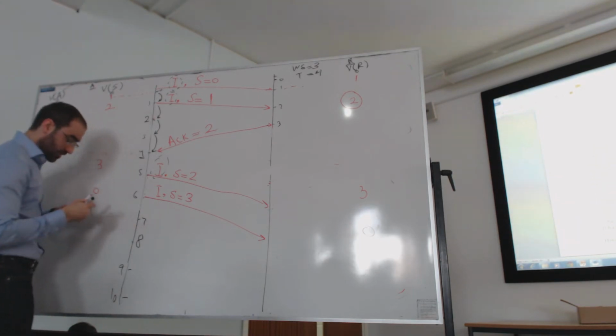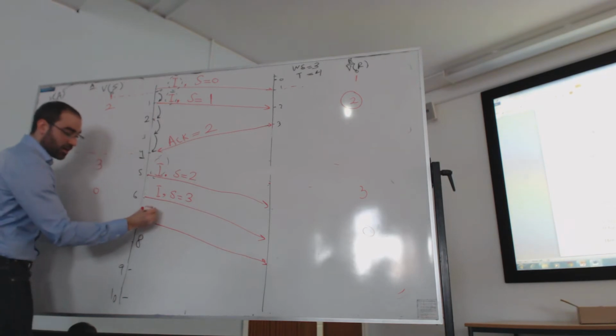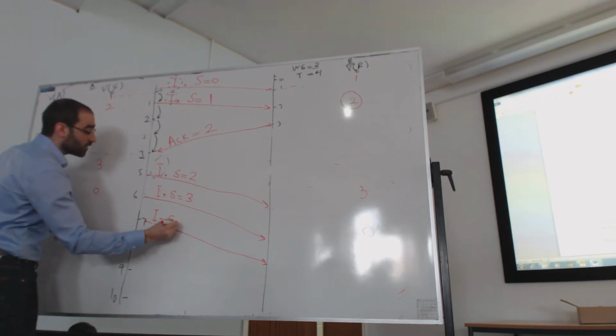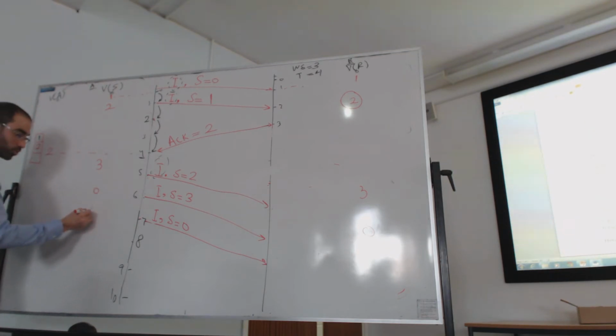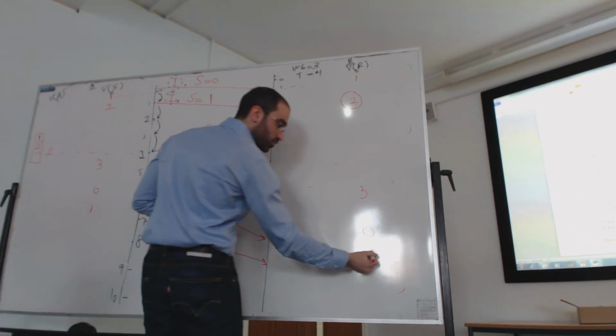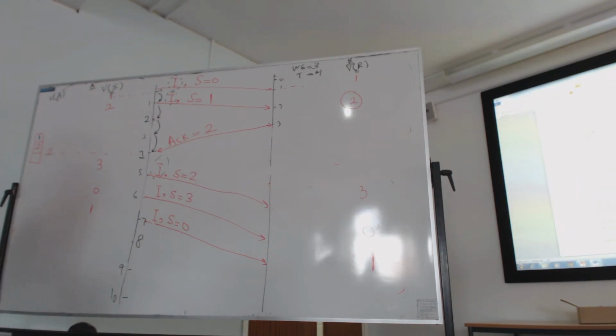6 going to the 7. Sorry, 7 going to the 8. So that's an iframe. S equals what now? 0. Update information. 0 goes to 1. Receiver goes to 1. I have another message now sent from the 8 going to the 9.